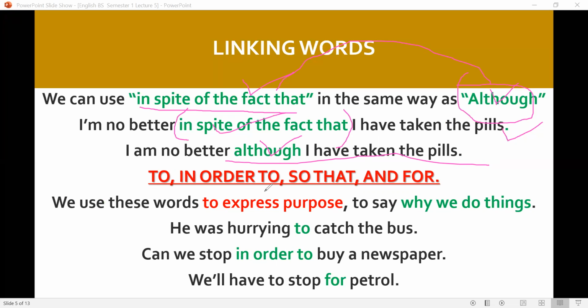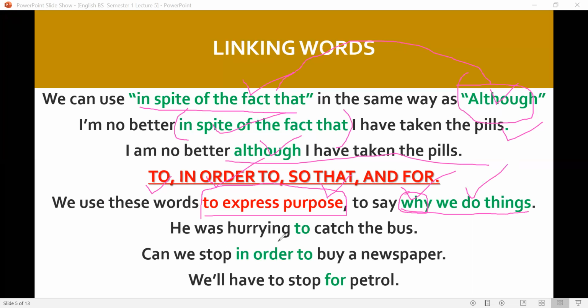To, in order to, so that, and for. The linking words, we use these words to express purpose. When you want to express the purpose of doing something, you may use to, in order to, so that, and for. That is why we do things. They tell us about why. They answer why you are using something, why you express the purpose.